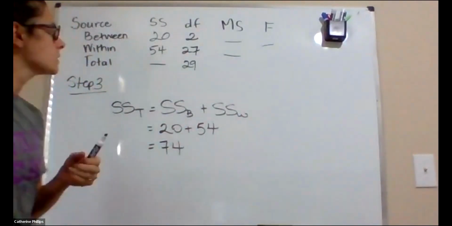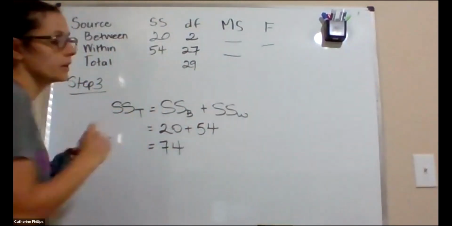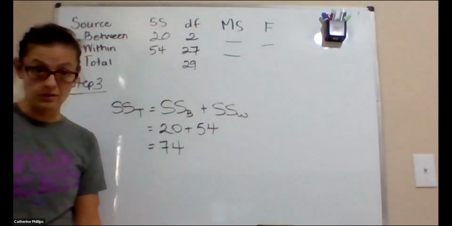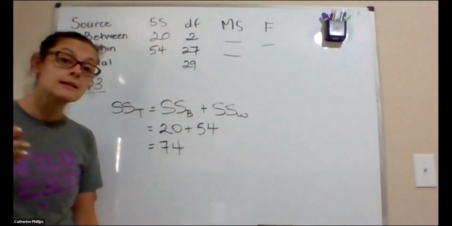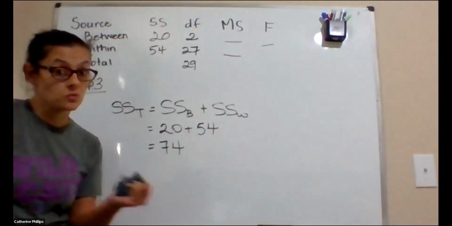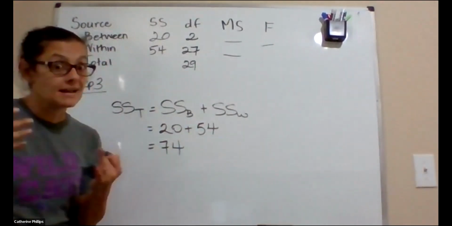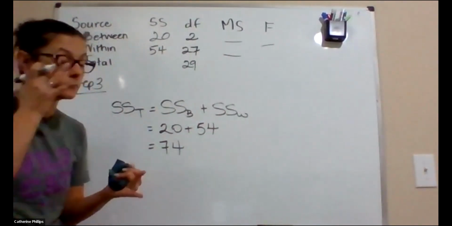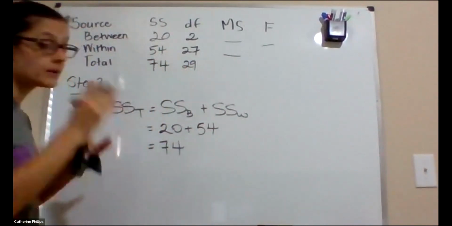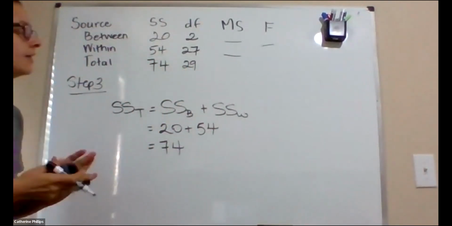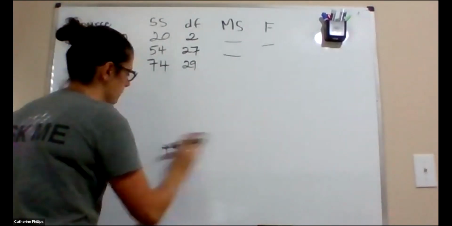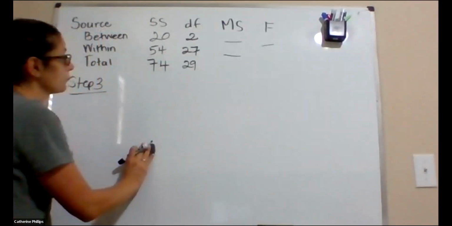It's 74. So the only way that sum of squares total in theory could be smaller than sum of squares between or sum of squares within is if one of those numbers was a negative number, but that's not possible. So your sum of squares total is always, always, always larger than your sum of squares between and your sum of squares within. That's just how it goes, always.